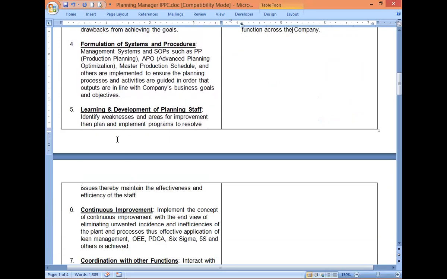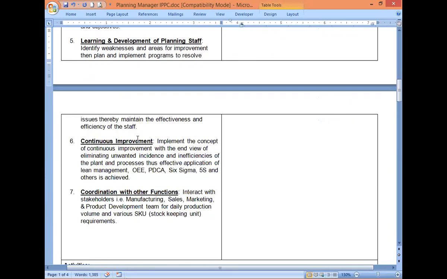This is the learning and development. That's okay. I don't have to read that. We already understand that. Very important is also continuous improvement. Implement the concept of continuous improvement with the end view of eliminating unwanted incidents and inefficiencies of the plant and processes, thus effective application of lean management, OEE, PDCA, Six Sigma, 5S, and others is achieved.